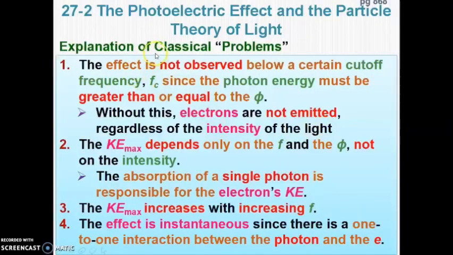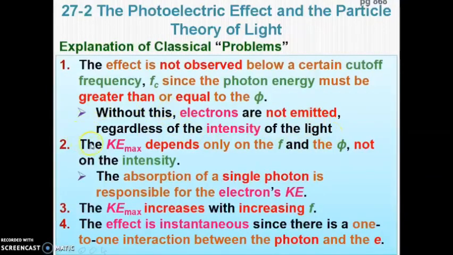Explanation of the classical problems. The first one: the effect is not observed below a certain cutoff frequency fc. Sometimes we call it a cutoff frequency and sometimes a threshold frequency. This is since the photon energy must be greater than or equal to the work function phi. Without this, electrons are not emitted regardless of the intensity of the light.